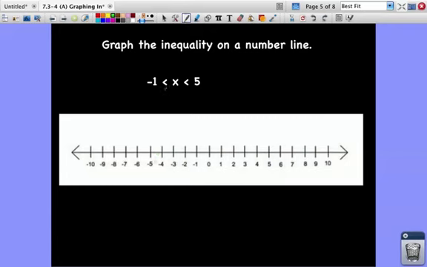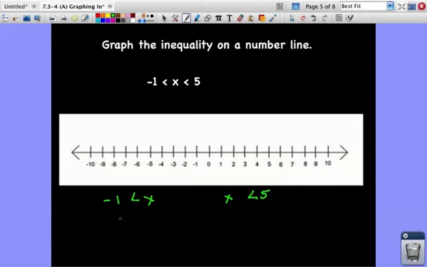I have another inequality: -1 is less than x, which is also less than 5. So first, let's start with -1 is less than x. Let's break this up into two different inequalities. I have -1 is less than x. I also have the inequality x is less than 5.